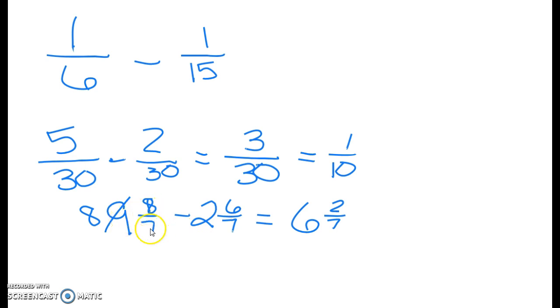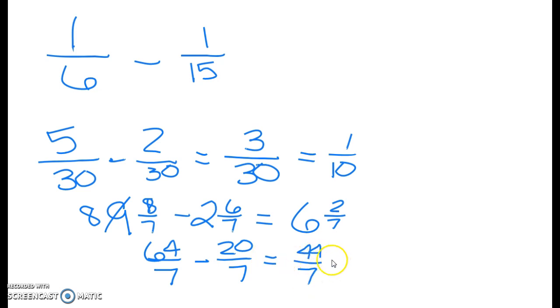So 9 times 7 is 63, plus 1 is 64. 64 over 7 minus 7 times 2 is 14, plus 6 is 20 over 7. 64 minus 20 is 44 over 7. And you can turn this back into a mixed number. 7 goes into 44 6 times. 6 times 7 is 42. 44 minus 42 is 2, and that again gives us the answer of 6 2/7.